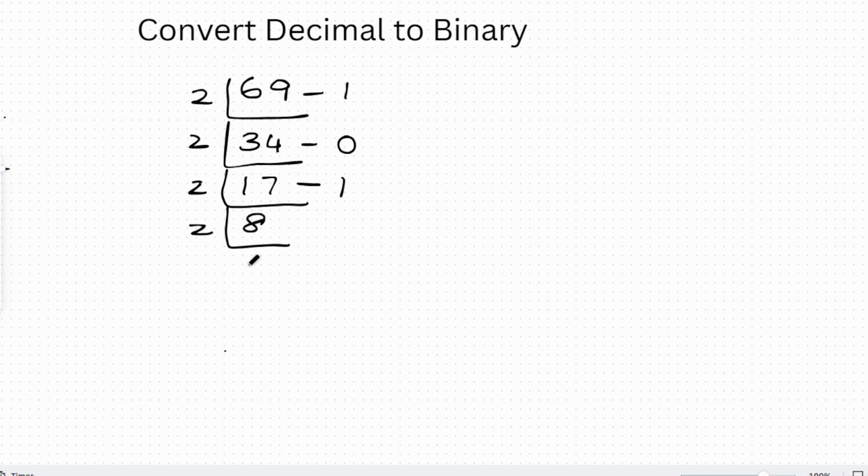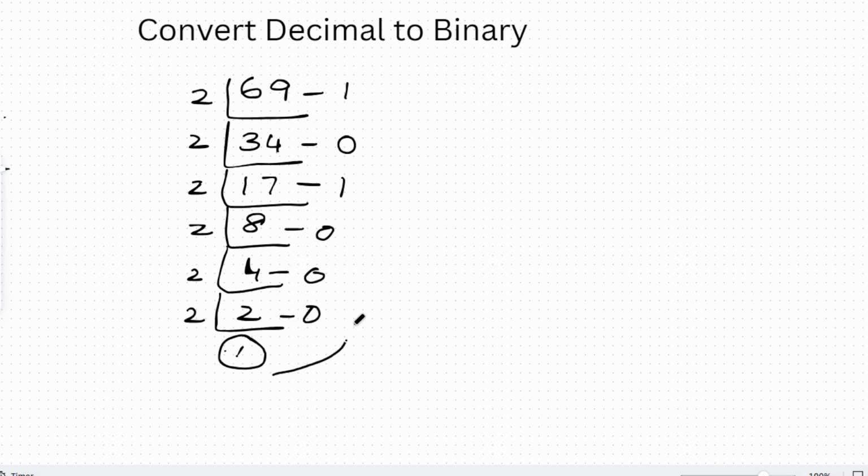Divide again by 2, we get 4 and the remainder is 0. Next, 2 to the 4, remainder is 0. Then 2, 1 the 2, remainder is 0. Now we will stop this division when we reach a 1. Ultimately we will reach a 1. And now you write all these numbers from bottom to top.